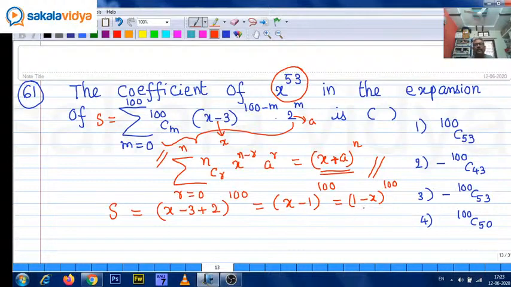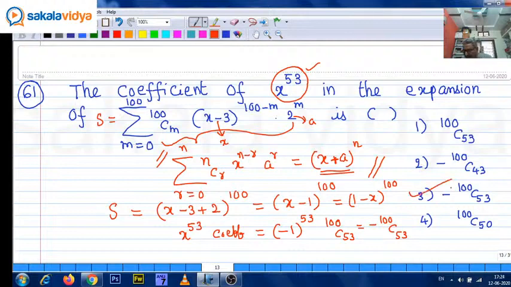So here what we need to find out? The coefficient of x to the power of 53. That is equal to minus 1 to the power of 53 into 100C53. Minus 1 to the power of an odd number is minus. So minus 100C53. So the third option is the right option, not the first option, because minus 1 to the power of 53 is there. That you need to remember.